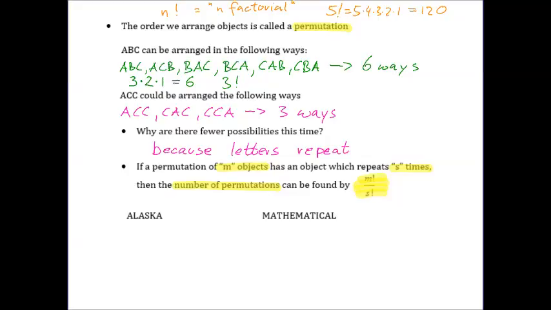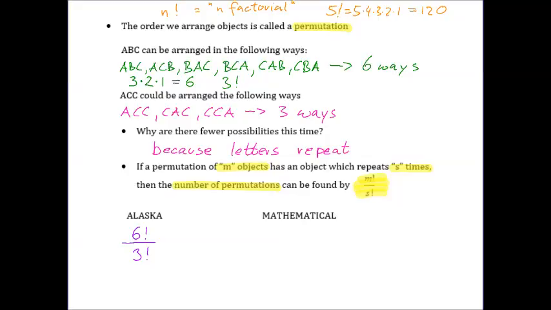How many different ways can we rearrange the letters in the name of the state of Alaska, considering that we have some letters that repeat? So we have 6 different objects, 6 different letters that we could rearrange. That would be 6 factorial. But since the A is in here a few times, actually 3 times, we have to divide this by 3 factorial according to the formula that we just learned.